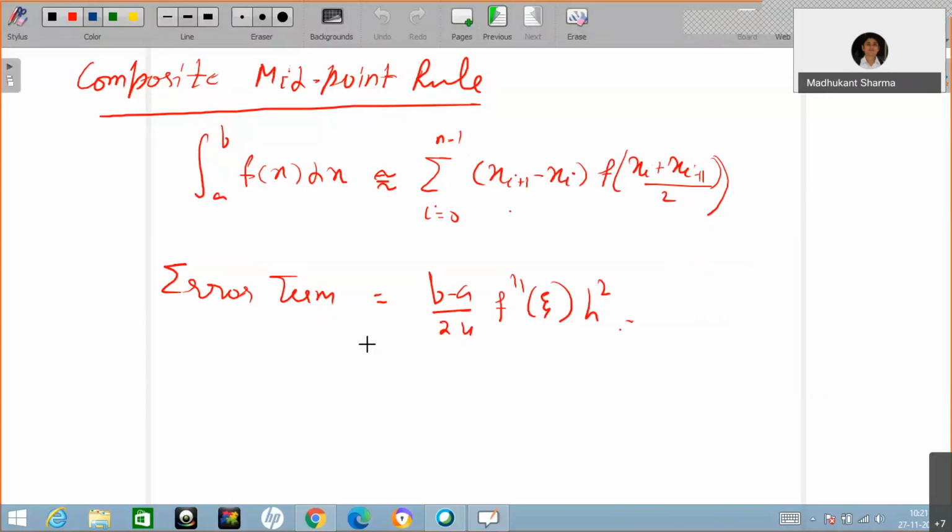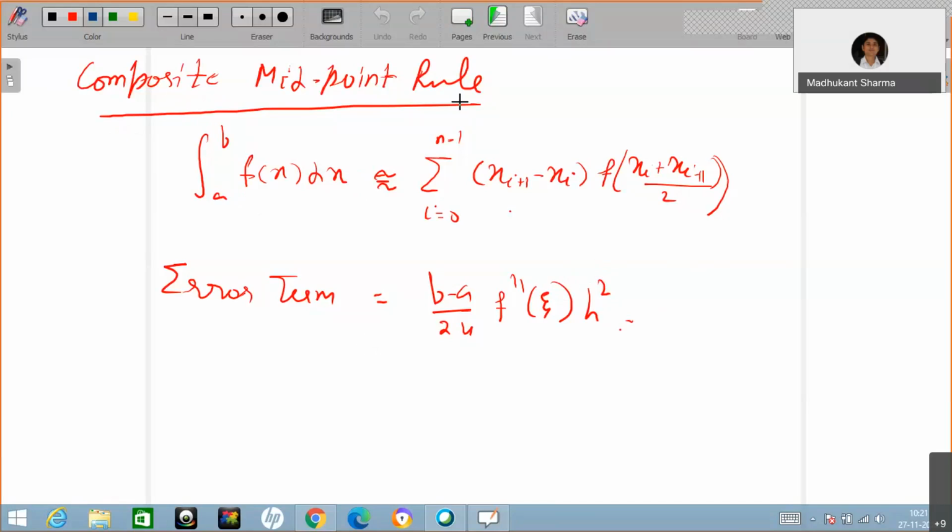Last time we have seen the composite rectangle rule and composite midpoint rule, and we have seen that whenever you are going from basic rule to composite rule, there is a loss of one power of h. Not only with the midpoint rule and rectangle rule, we have seen it with the trapezoidal rule and Simpson's rule as well.